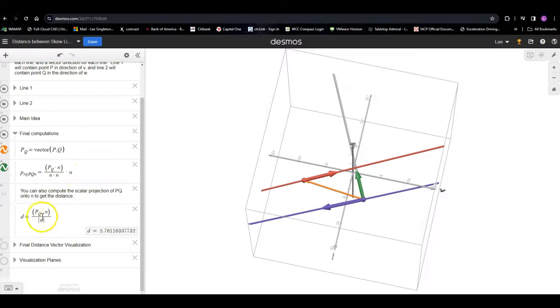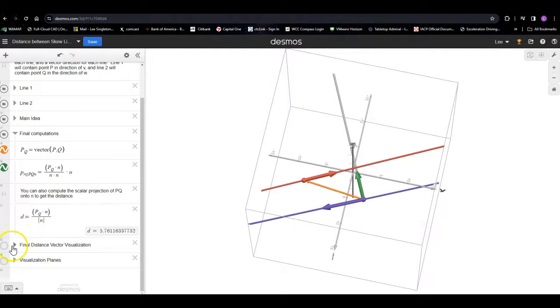This is just the scalar, like the length of that guy. So we'll just do that computation, PQ dot N, and then divided by the magnitude of N. That gives us this 5.761, etc. That's right there. So that would be my final answer for this one. This is the distance between those lines.